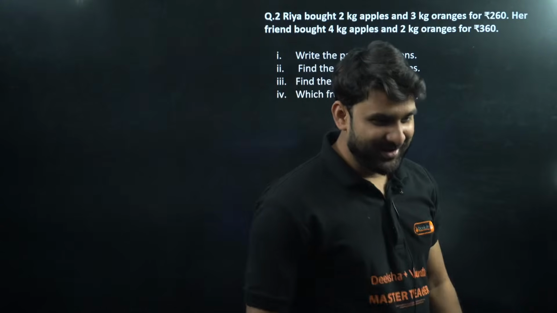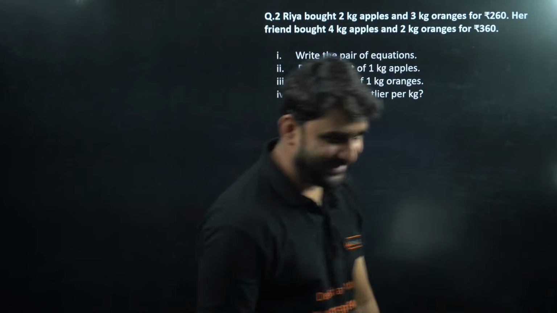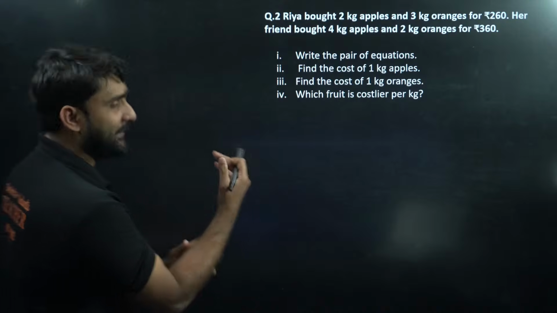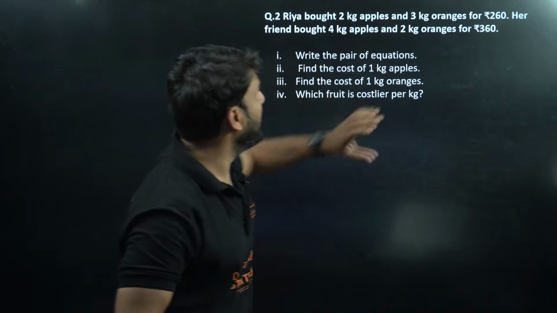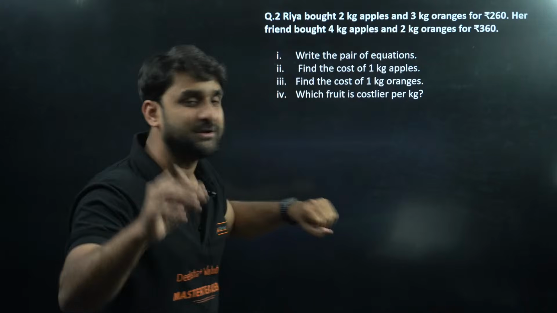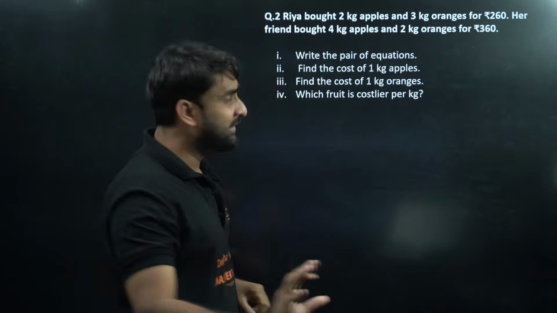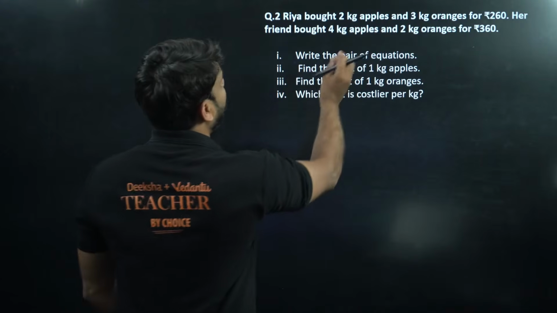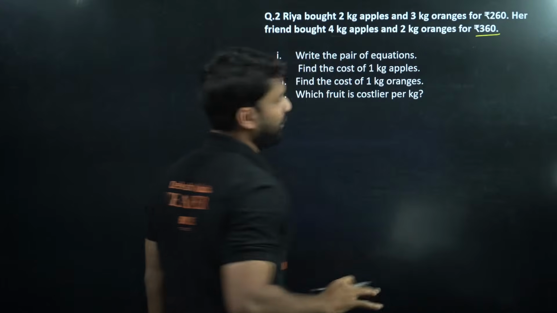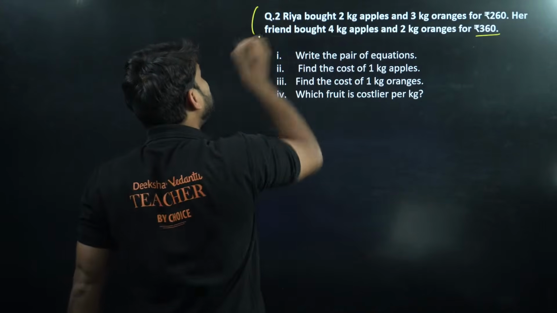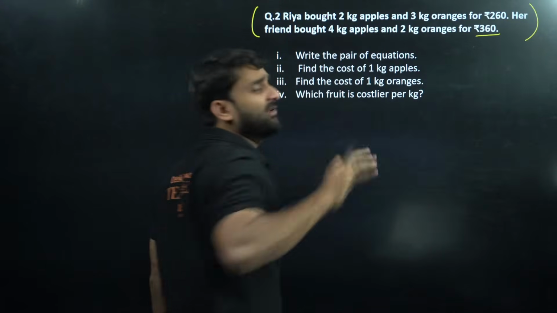Question number 2. How funny you guys, how sweet of you everyone. Okay, look at the question. The second question is, Ria bought 2 kilogram apples and 3 kilogram oranges for rupees 260. Her friend bought 4 kilogram apples and 2 kilogram oranges for rupees 360. So this is the scenario given there.